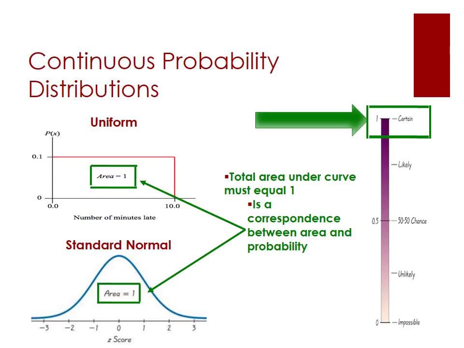So make sure you're clear for yourself on this correspondence, and on the fact that the area equals 1 because that corresponds with the 1 of all possible events occurring. This is going to be really important for some of the computations that we're going to do later.